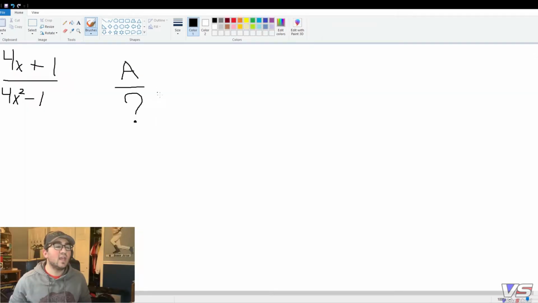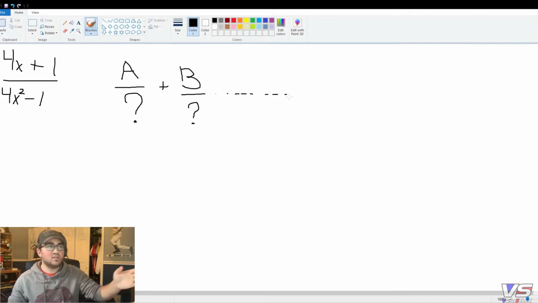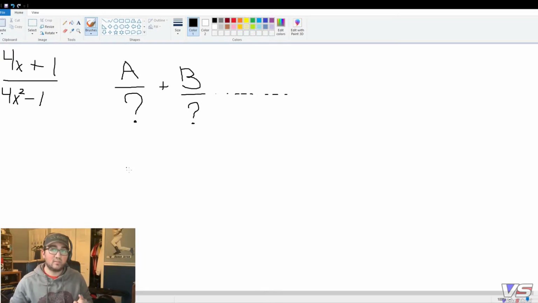So you want a over question mark plus b over question mark, and this can go on forever, as many bottom things as there are. So we know that can break down into two different pieces. Let's draw my little arrows here.